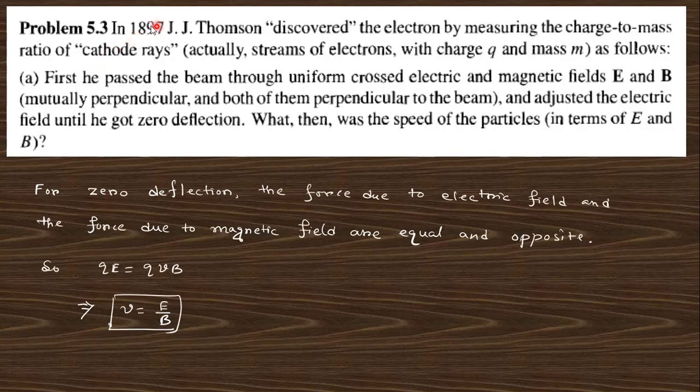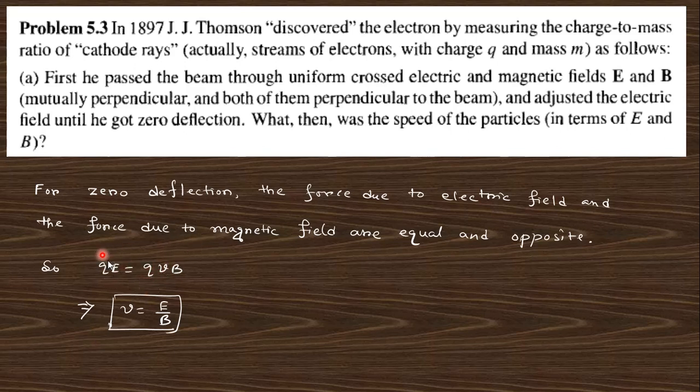In 1897 J.J. Thomson discovered the electron by measuring the charge to mass ratio of cathode rays. Actually a stream of electrons with charge q and mass m, as follows. First he passed the electron beam through a uniform electric field and a magnetic field, mutually perpendicular to each other and perpendicular to the beam, and adjusted the electric field until he got zero deflection.